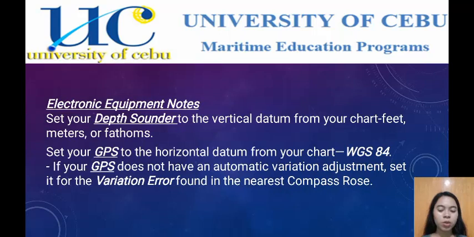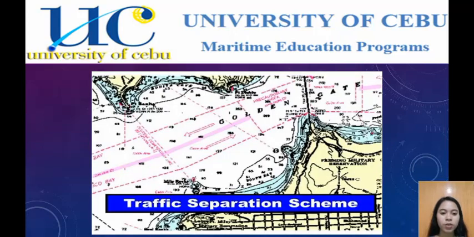Electronic equipment notes: set your depth sounder to the vertical datum from your chart, feet, meters, or fathoms. Set your GPS to the horizontal datum from your chart, WGS84. If your GPS does not have an automatic variation adjustment, set it for the variation error found in the nearest compass rose. So here in the last slide is the illustration of a traffic separation scheme.